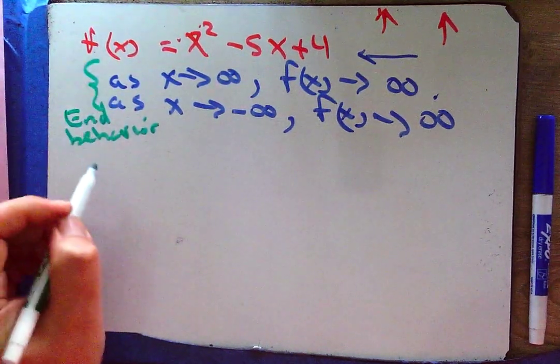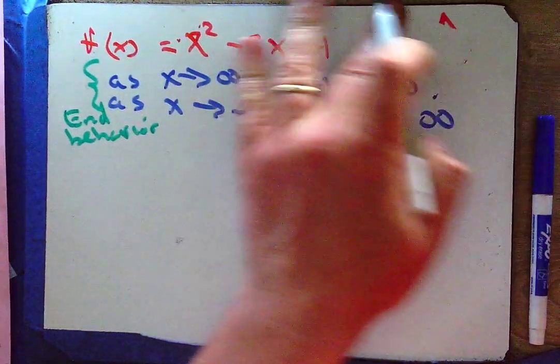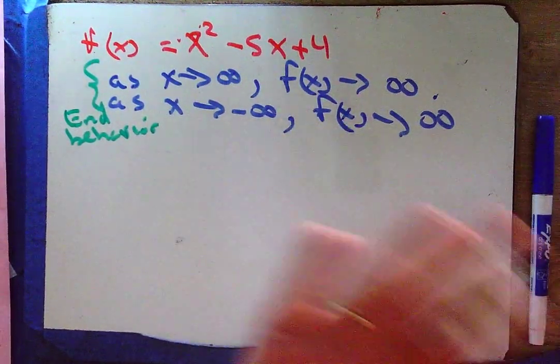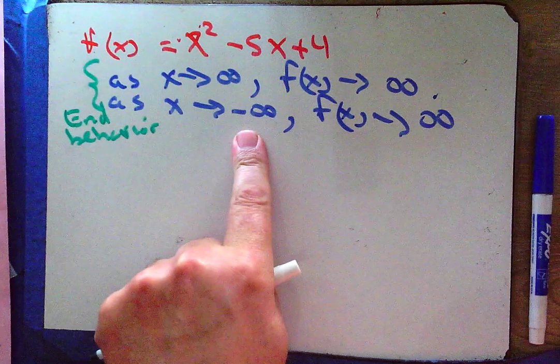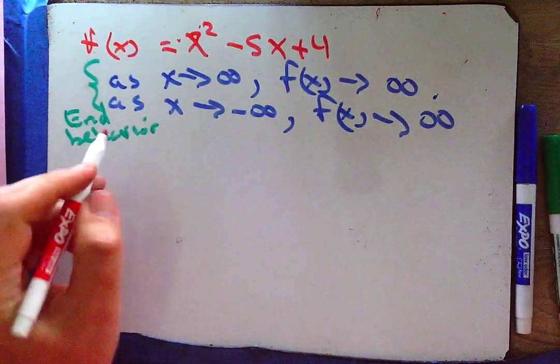So if you're asked to describe the end behavior, this is what I need. Don't give me anything else. Again, don't give me anything else. Give me this. I need this. So please attend to what I need.